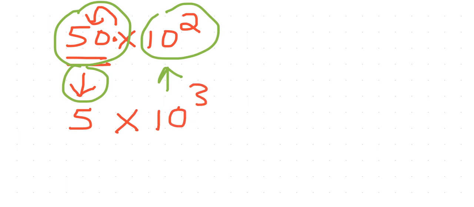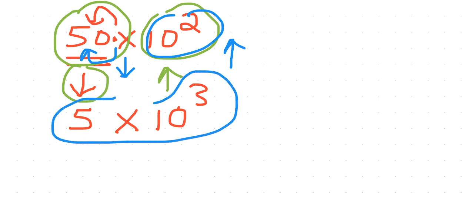Okay, because we moved the decimal from there to here by 1 unit. This number went down. We increase this number by 1 unit. So you get a 10 to the 3. Okay, so your final answer in scientific notation would be this.